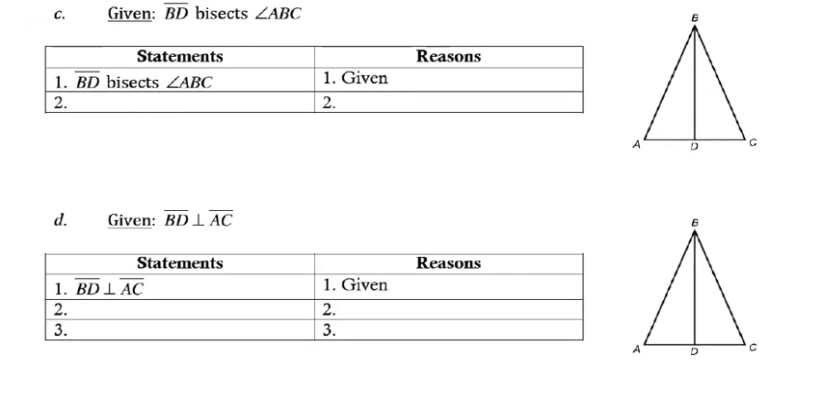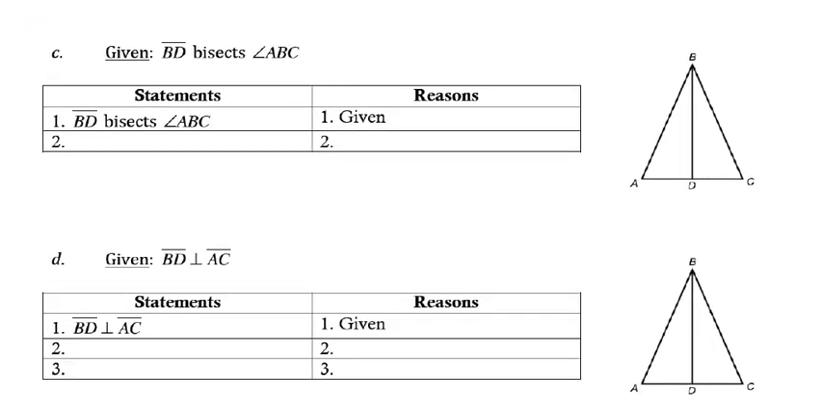C, given segment BD bisects angle ABC. So that is our given. We're again given a bisector, but in this case, it's a bisector of this angle here. It's not a segment bisector, it's an angle bisector. But again, a bisector divides something into two equal parts. So in this case, this angle is going to be divided into two equal parts.